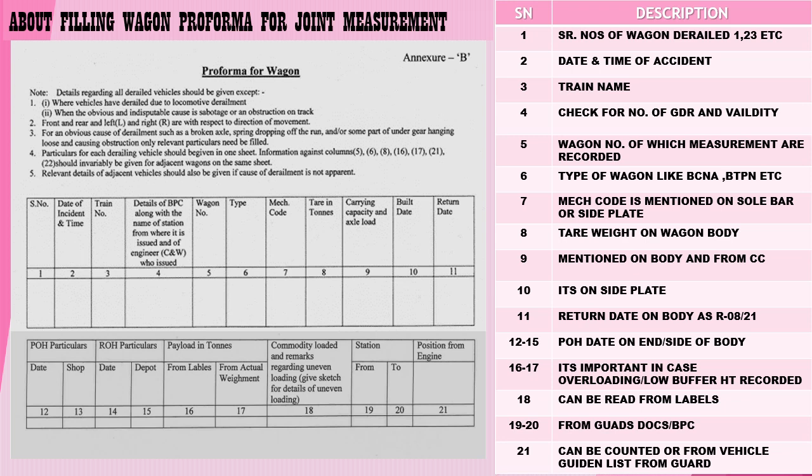Now from column 1 to column 21, they are basically the information like serial number of wagon, date of incident and time, train number, etc., and nothing technical is mentioned here except for 2-3 items which are more important. One is the ROH, POH dates, return date, the loading particulars, which is also available from the guard's journal as well as from the labels. It's just that columns 1 to 21 are only information of the train.